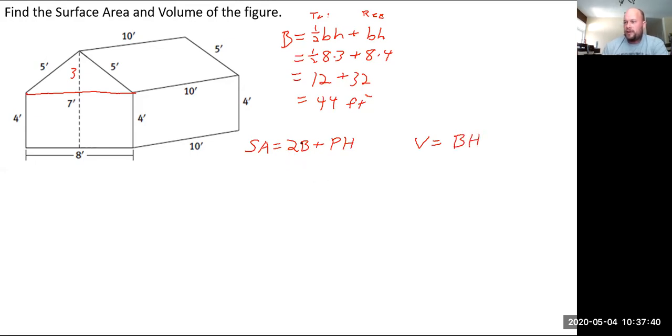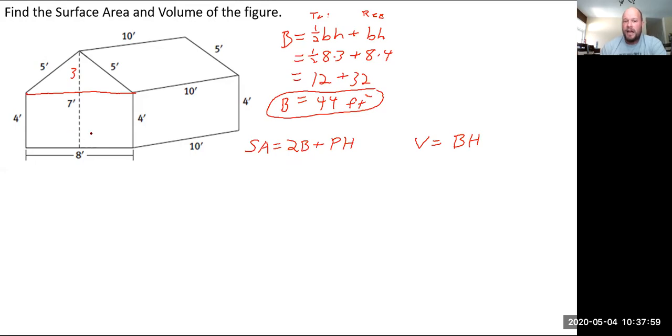So let's identify what we already have. We already found the base area. This was big B. And we already got that. We already have the height. Now, which one of those numbers is actually the height? Is it the 7? Is that the height of the prism?